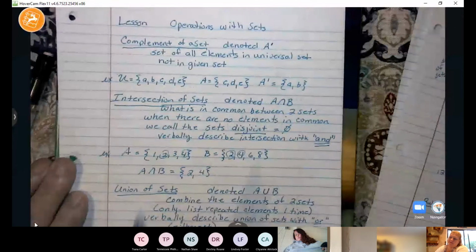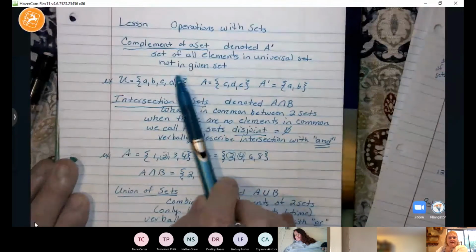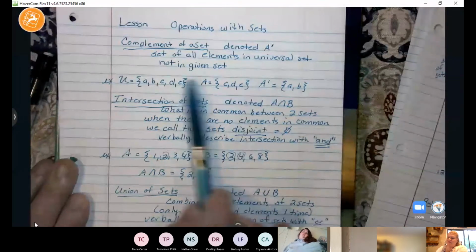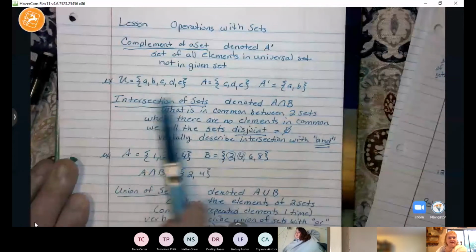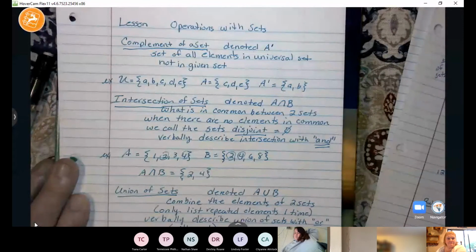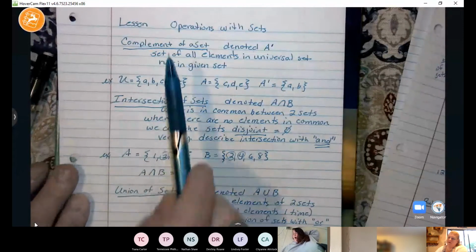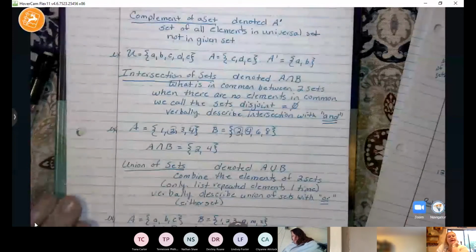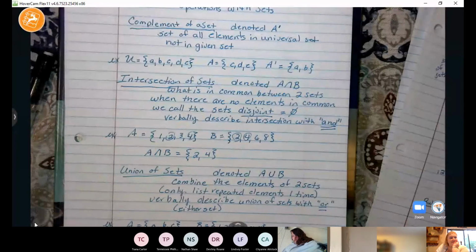And then for complement, that means that we're looking at the universal set. What's in the universal set that's not in the given set? So 4 operations: complement, intersection, union, and difference. Those are the operations that you should be able to do with sets.